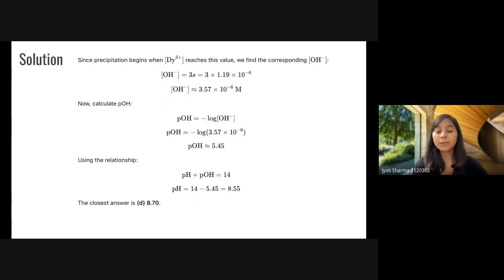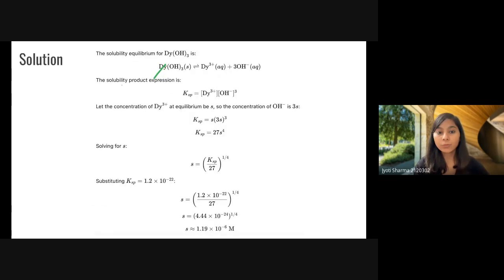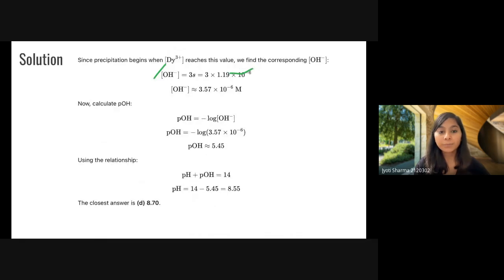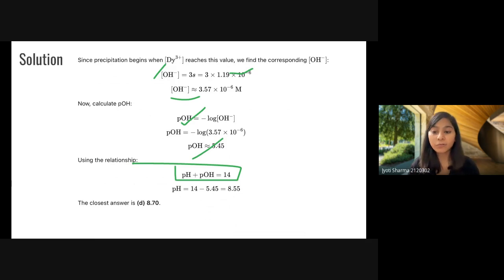Because in that question we need to calculate not only the solubility but the pH. In that equation we had OH, right? Let me show you. Here we had the OH, and this OH- concentration is equal to 3S. So we can calculate the OH- concentration. If we know the OH- concentration, we can calculate pOH from that. And if we know the pOH, then we have one more equation, pH plus pOH is equal to 14. And this is how you can calculate the pH of that particular compound.